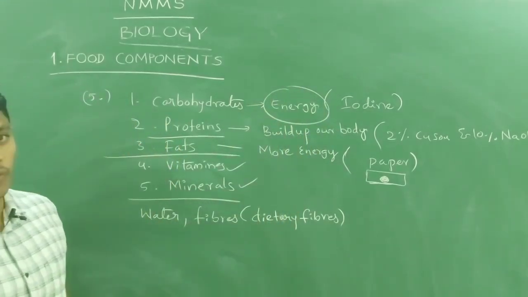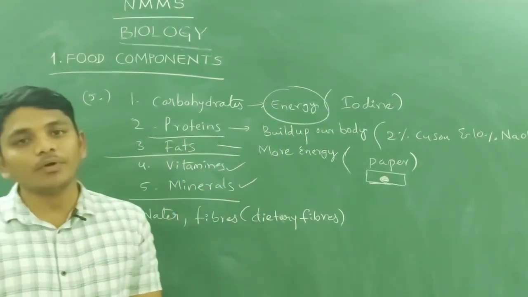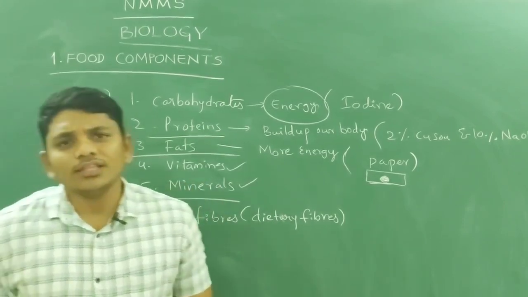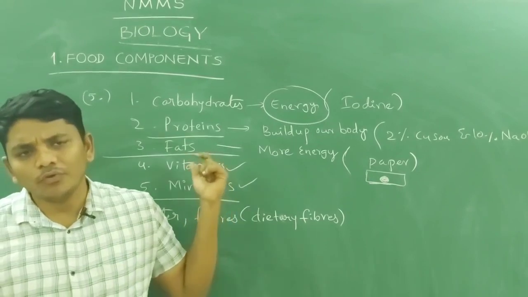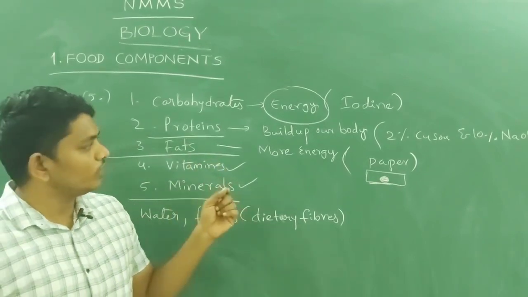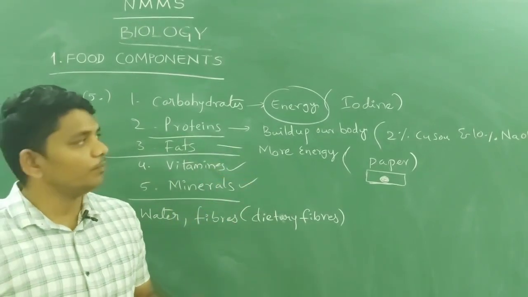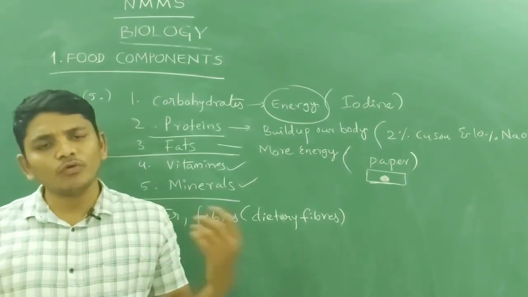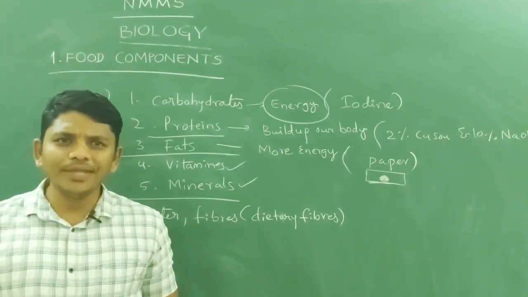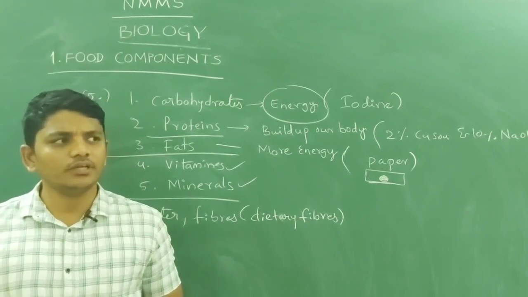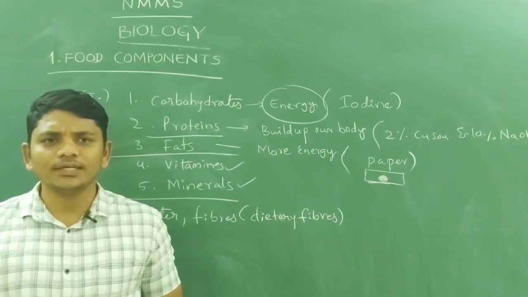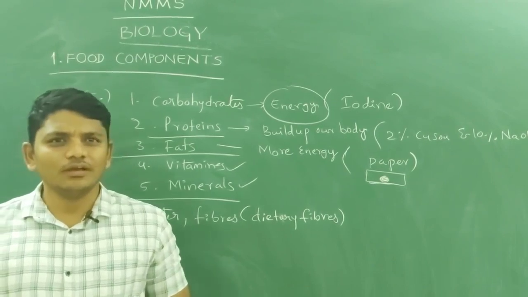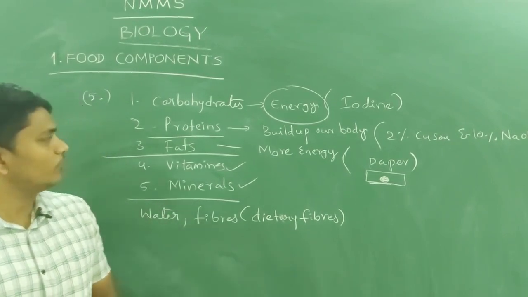Let us discuss proteins. Proteins are useful for the build-up of the body. The main point regarding protein is that it is mostly useful for the build-up of our body. For example, the best sources of proteins are meat, eggs, chicken, milk, and dal or nuts.